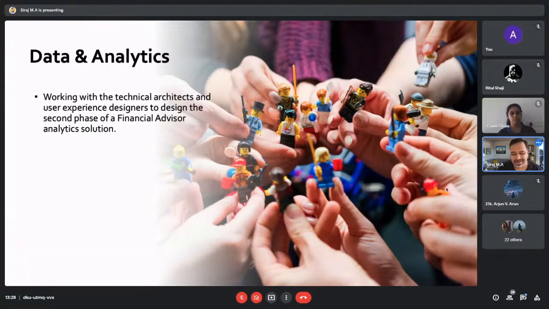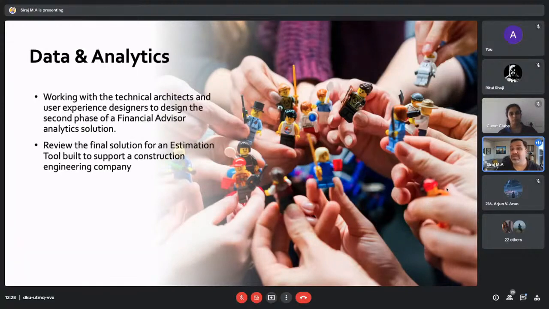So we're working on interesting projects around it. Another one that we're working on, which has just gone live and that I mentioned last week, is reviewing the final solution. This one's a construction engineering company. They build metal sheets and pipes that go into various buildings and the like. So we were building an estimation tool.